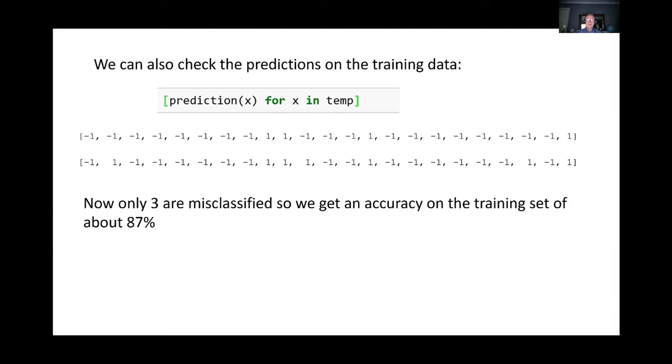So let me just show how it works now. If we look at the prediction over the training set with these values of the parameters, we get much better results. I didn't show what we got with the old ones, but now only 3 are misclassified. So the accuracy in the training set is about 87%.